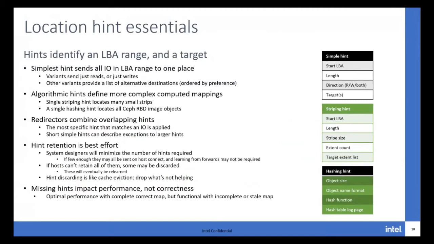You say this range of LBAs has this function applied to it to select this target. The simplest of those is striping. We all know how striping works. So a striping function would say, here's a set of targets, here's an LBA range, here's the parameters for the stripe function. Run this function on that start LBA, look up the target, send it there. That's how striping would work.